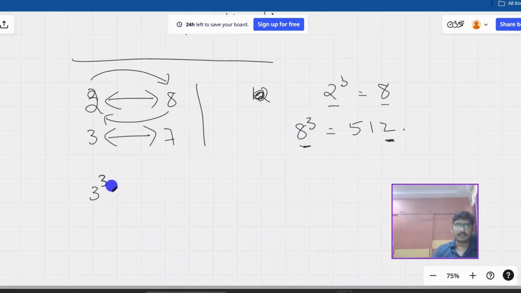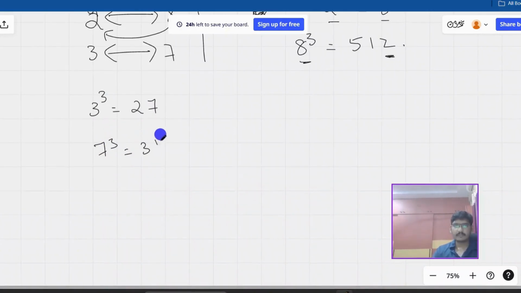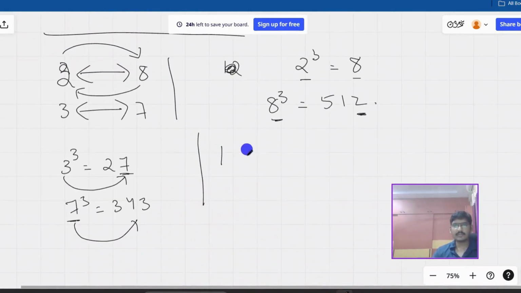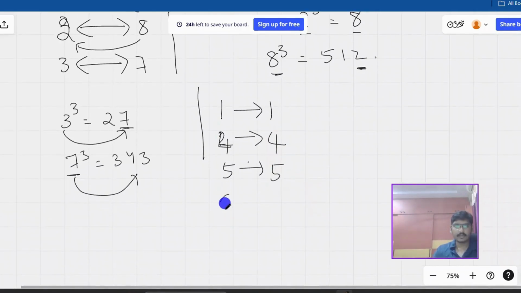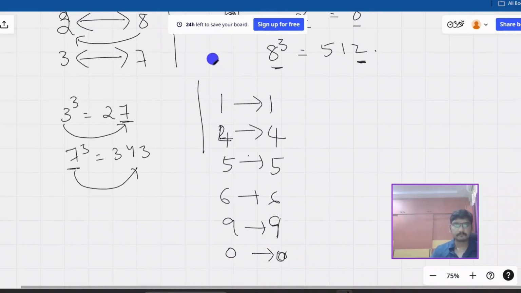Similarly 3 cube becomes 27, and 7 cube becomes 343. If you place units place 3 and cube it, you get a units place 7. Similarly, if you take 7, its units place becomes 3. Except this, all others give the same number: 1 and 1, 2 and 2, 4 and 4, 5 and 5, 6 and 6, 9 and 9, 0 and 0. 0 gives the same number. This is the result.